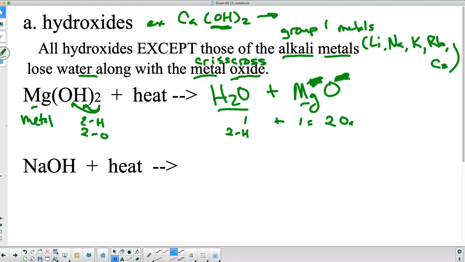Okay, let's take a look at the next one. So here I have sodium hydroxide plus heat. Notice the plus heat means it's definitely a decomposition. So what is sodium? Sodium is a group 1 metal. So what does that mean? It means we have a no reaction. That means that sodium hydroxide would melt before it would decompose. So if you had solid sodium hydroxide, it would not decompose with heat. It would actually just go from a solid to a liquid, not changing its structure at all. It would still be sodium hydroxide. The NR means no reaction.